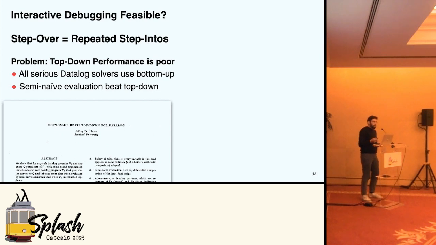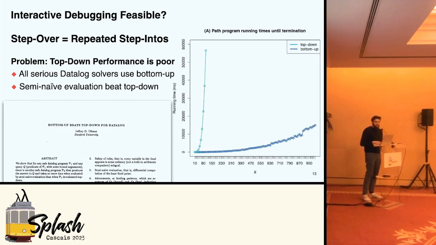I want to visualize this with this graph. Here we have the path program, where we compute with the top-down evaluation strategy and the bottom-up evaluation strategy on cyclic graphs with a rising number of nodes. And you see that the top-down evaluation skyrockets in running time. The problem is not that each step takes a lot of time, but that we need a lot of steps to actually compute the fixed point.